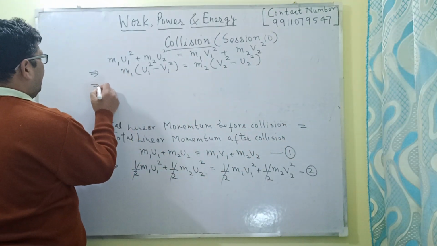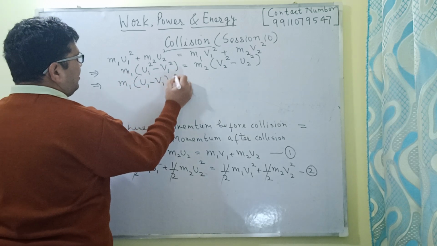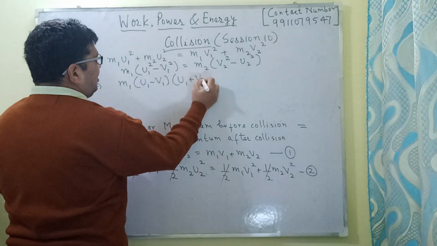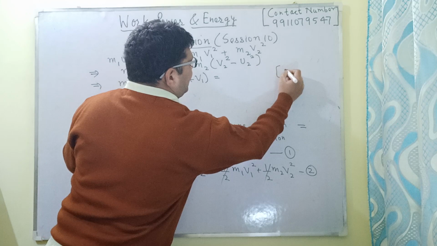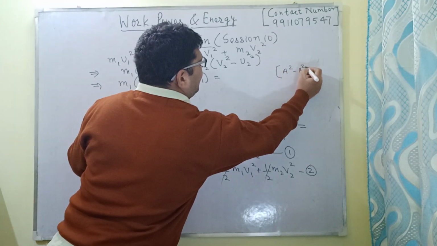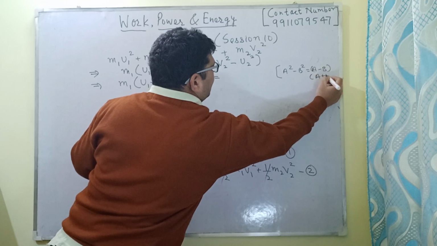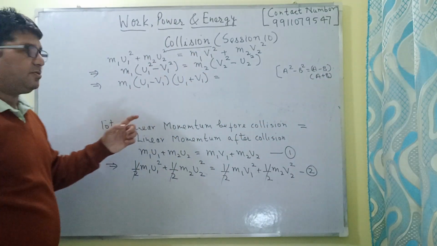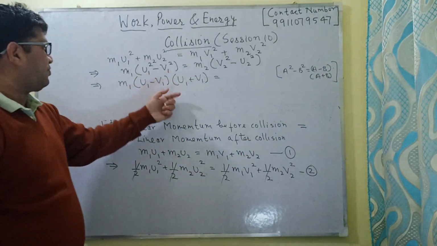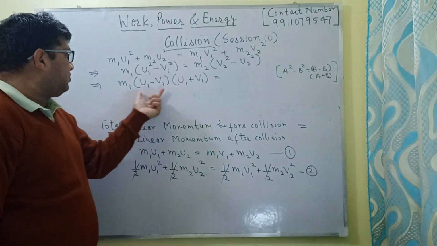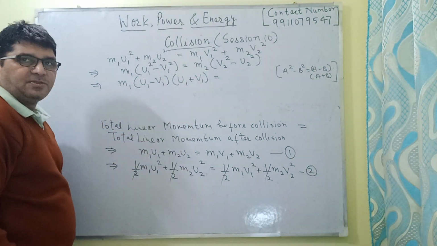So from here, m1, this will be u1 minus v1, u1 plus v1. Now I have used a formula, that is a square minus b square is equal to a minus b into a plus b. So using this formula, this u1 square minus v1 square has been broken down into u1 minus v1 and u1 plus v1.